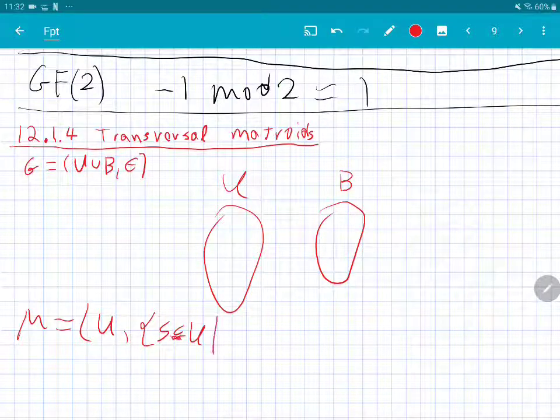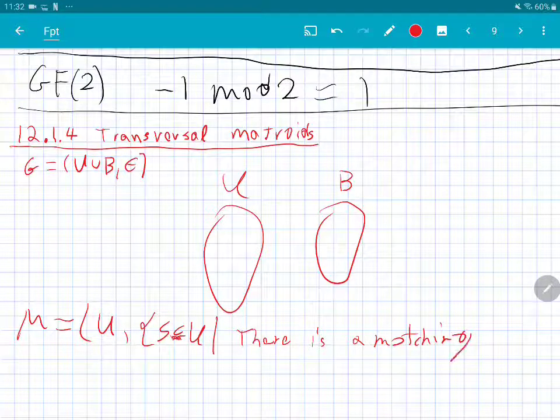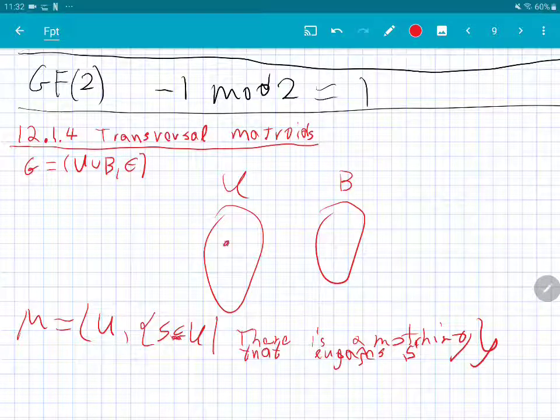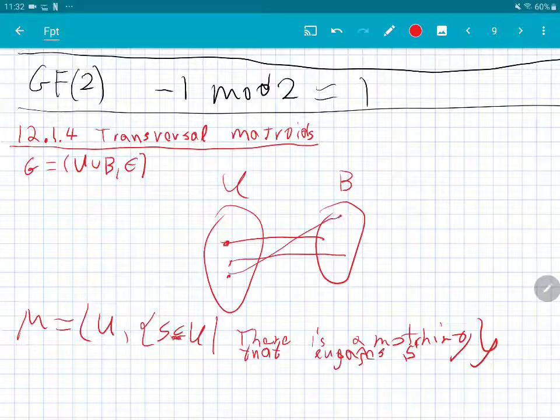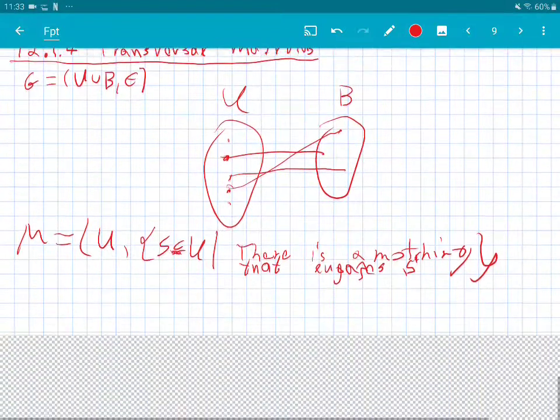and a subset S of U is in the matroid if there is a matching that engages S. What do I mean by that? I mean that for every vertex in S, a picked subset, there is a matching that uses exactly those vertices on the left, and no other vertices on the left. So essentially it's the intersection, or you can think about it as taking a matching in this bipartite graph and taking its intersection with the left side. And you look at all possible subsets.